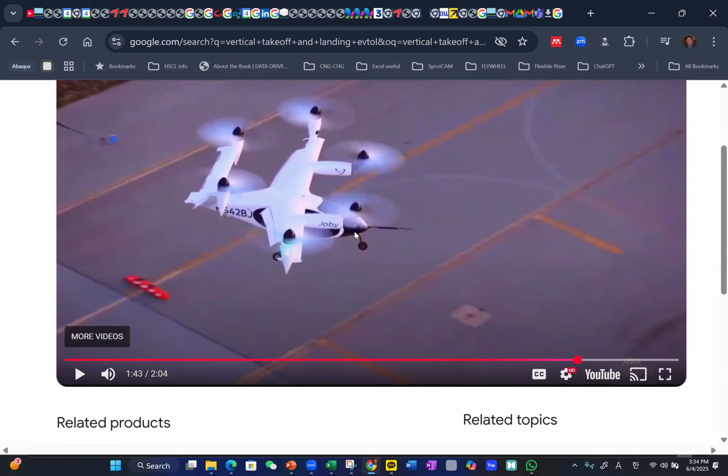Actually, this eVTOL, as you can see here, is called Joby. Joby is one of the largest eVTOL companies, which gets a lot of funding from outside, and we hope to have such a large company in Korea, in Asia as well.